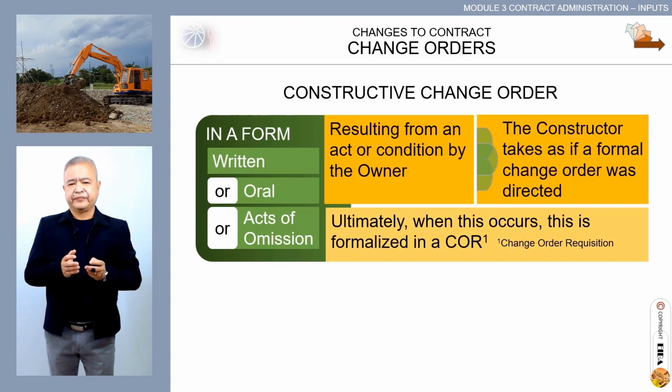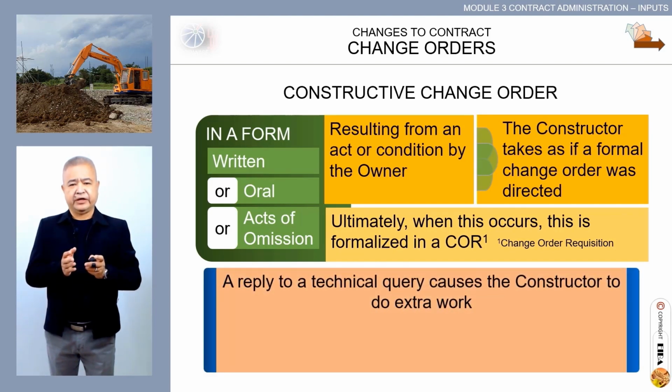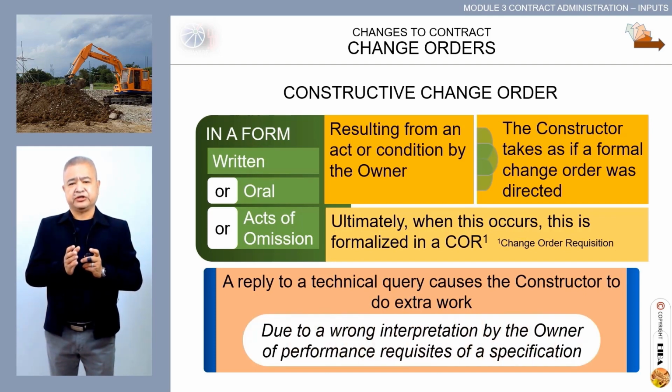As an example, a reply to a technical query causes the constructor to do extra work, and this is due to wrong interpretation by the owner of performance requisites of a specification. The constructor in this situation informs the owner that a change order will be applied.